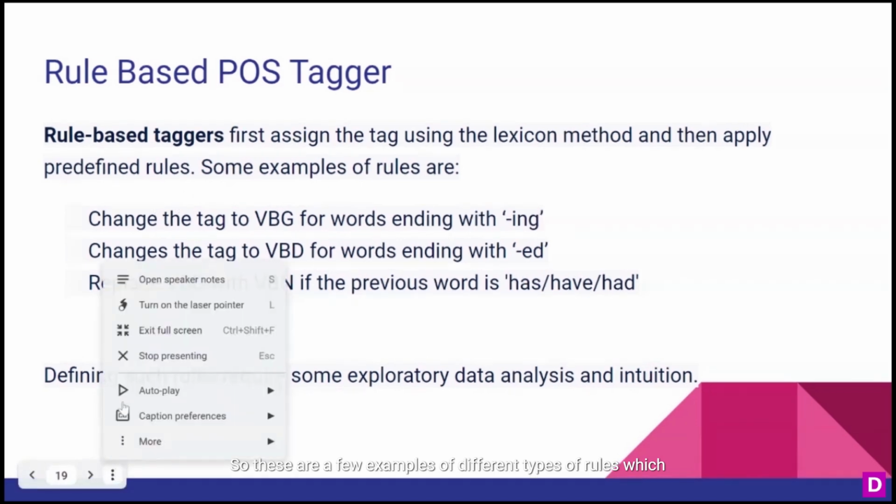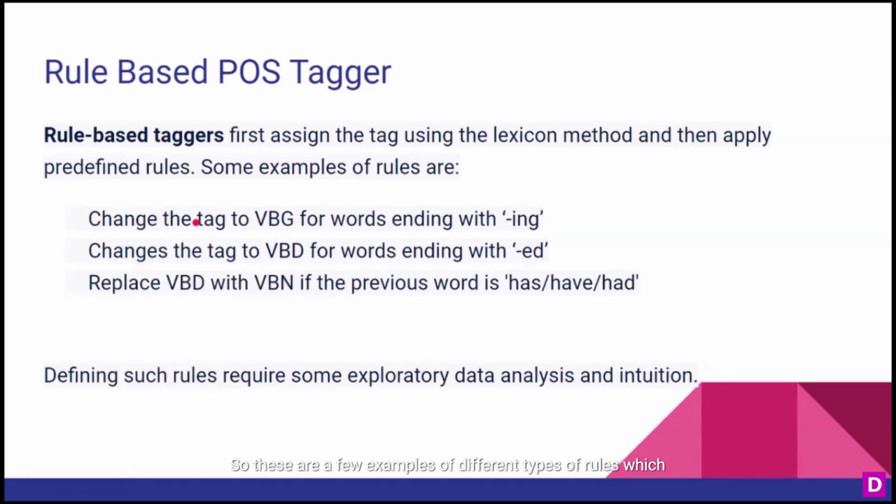So these are a few examples of the different types of rules which are internally implemented within the rule-based tagger. The rules will generally be in this form: change the tag to VBG for the words ending with ing; change the tag to VBD for the words ending with ed; replace VBD with VBN if the previous word is was, has, have, or had.